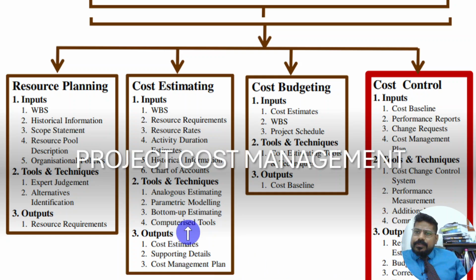And then computerized tools. Third is output, which is cost estimates, supporting details, cost management plan. Cost budgeting includes cost estimates, WBS, project schedule, and then you have tools and techniques. Cost control has cost baselines, performance reports, change requests, cost management plan. Tools and techniques used are cost change control system, performance measurement, additional planning, computerized tools, revised cost estimates, budget updates, corrective actions, and estimated completion. So now let's understand them one by one.